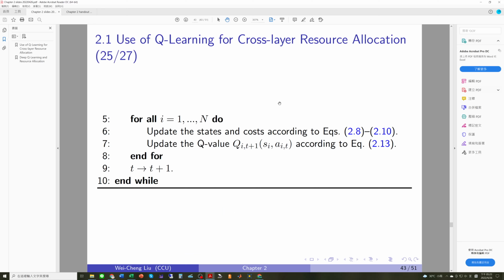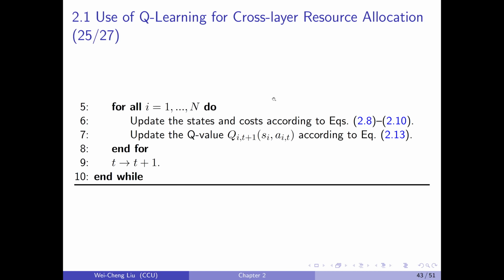Okay, let us continue the third part of today's class. Let us continue to look at this algorithm.